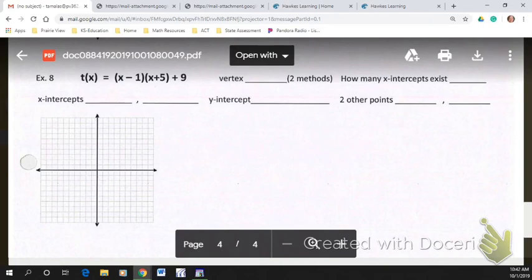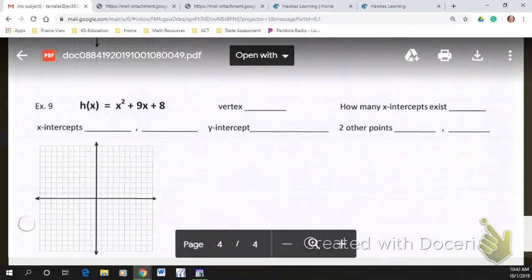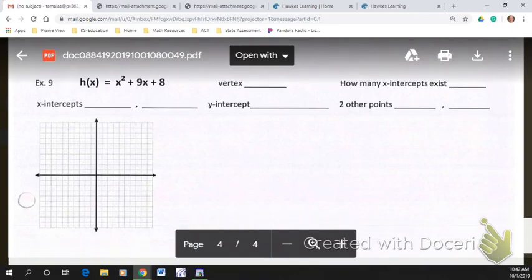Okay, and next one. And I think this is the last one, right? Yes. So we got 5 minutes to do it. Okay, what format are we in?